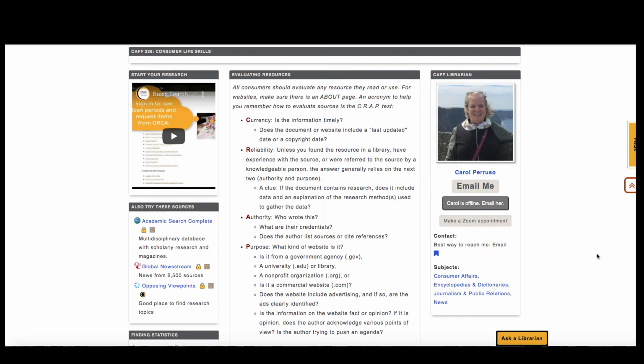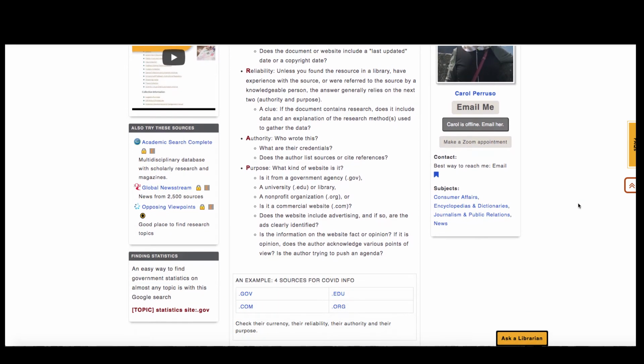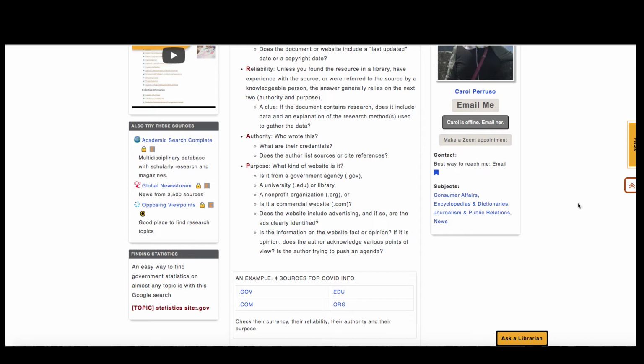Reliability. Unless you found the resource in the library, you have experience with the source, or were referred to the source by somebody you know who's knowledgeable, the answer to reliability generally relies on authority and purpose. Here's a clue. If the document contains research, does it include data and an explanation of the research methods used to gather data? Having those is also the sign of an academic or scholarly article, which your faculty members, your professors will often want you to use.